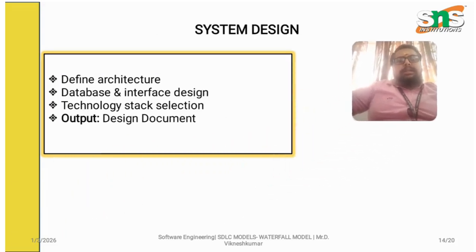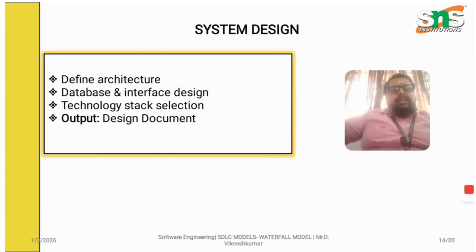This is system design. The system design defines the architecture, and it should have a front end and a back end. For the front end, the interface design should be there. For the back end, the database design should be there. This should be connected to technology stack selection. So these three things are very important for system design.